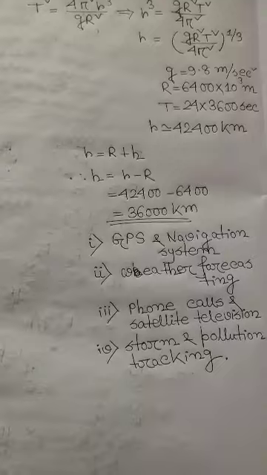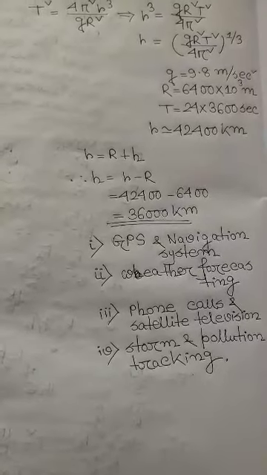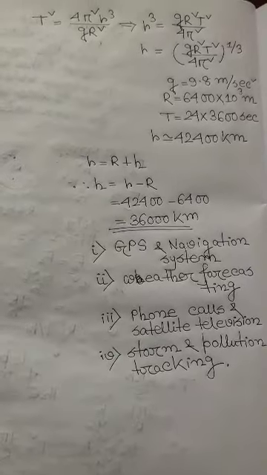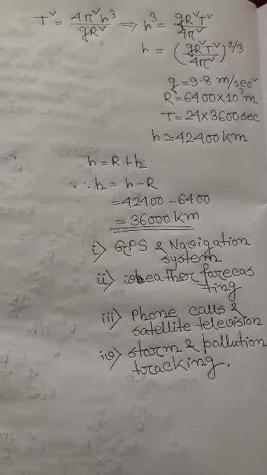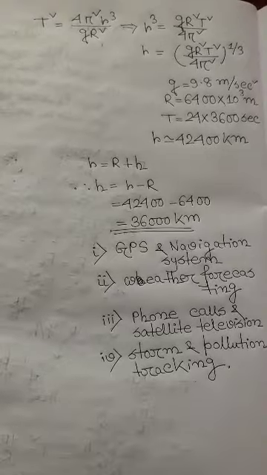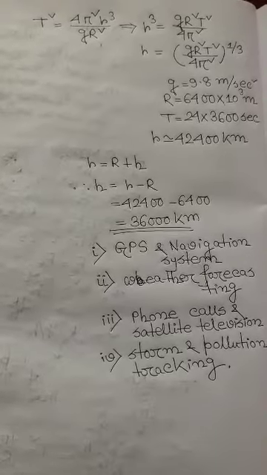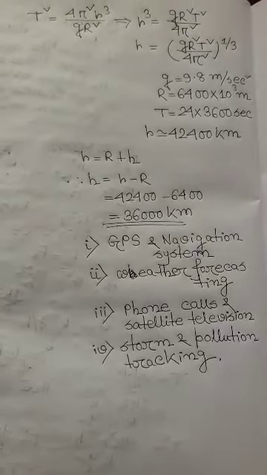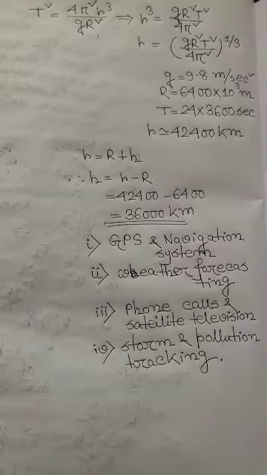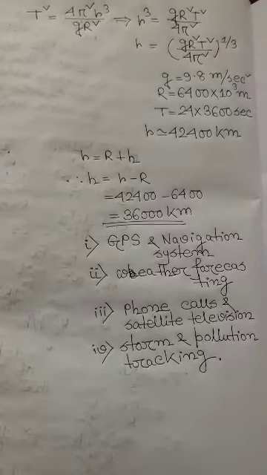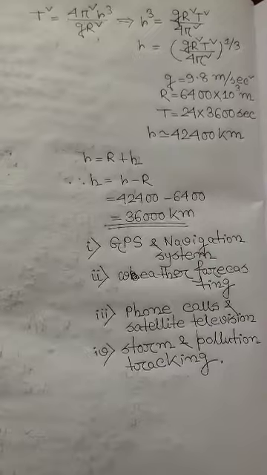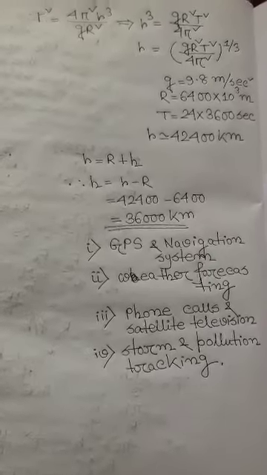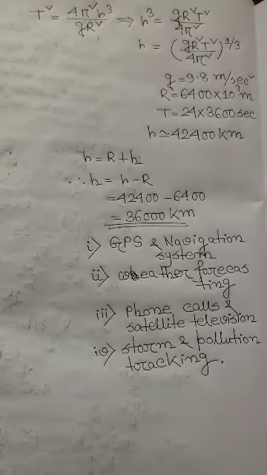Now in our next class I will discuss the binding energy of an artificial satellite and weightlessness in an artificial satellite. So today we have discussed the geostationary satellite, and we see that a geostationary satellite must be placed at a height of 36,000 kilometer from Earth's surface. And we also talked about a few uses of artificial satellites.